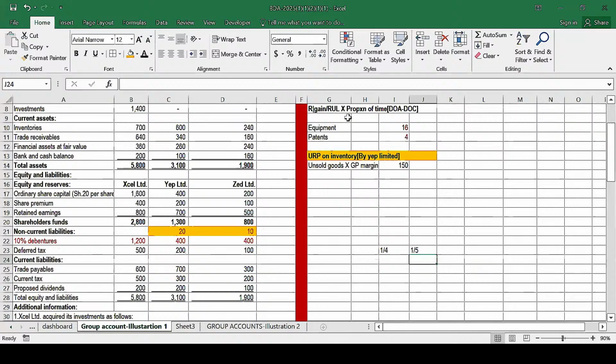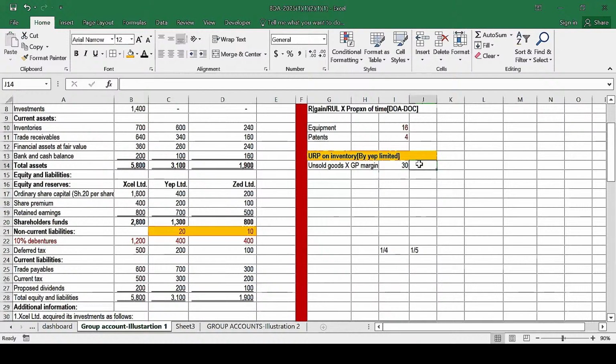1 all over 5. Yes, that is basically our margin. So what we need to do here, I think we have already computed the unsold goods, which is 150. We multiply that with 1 all over 5. That will give us the unrealized profit.